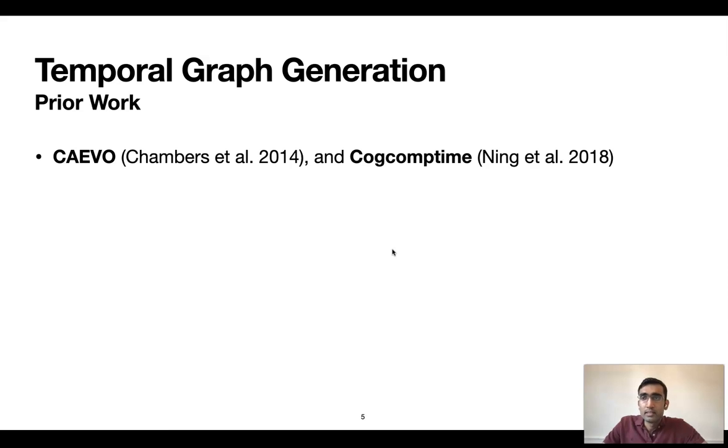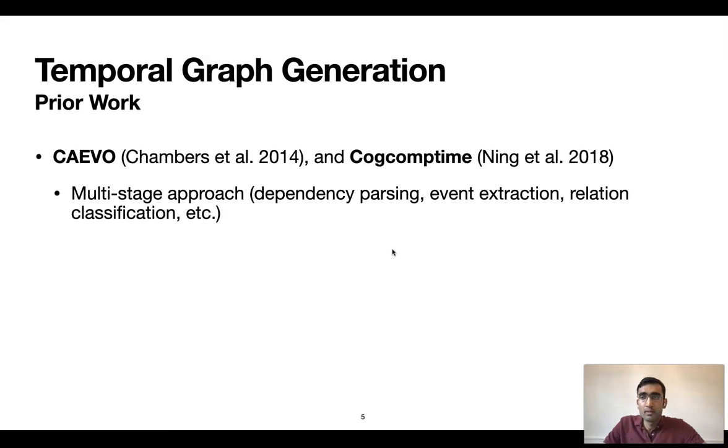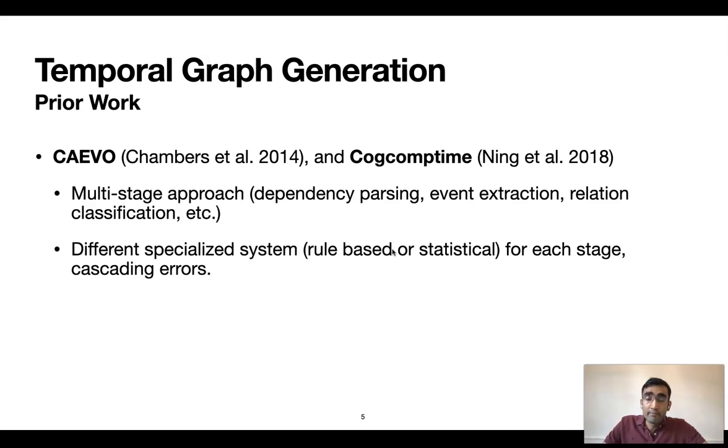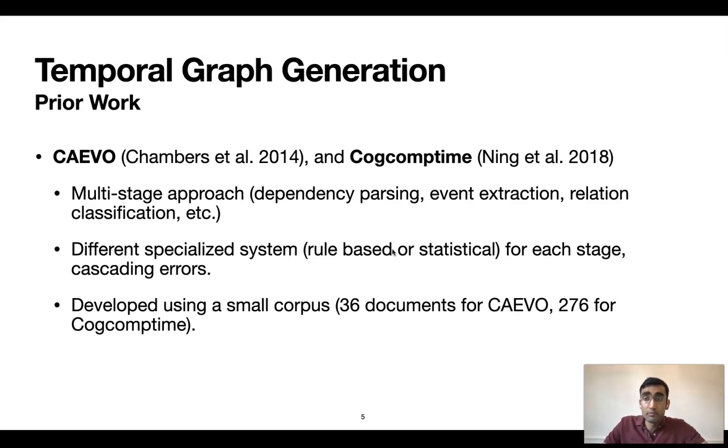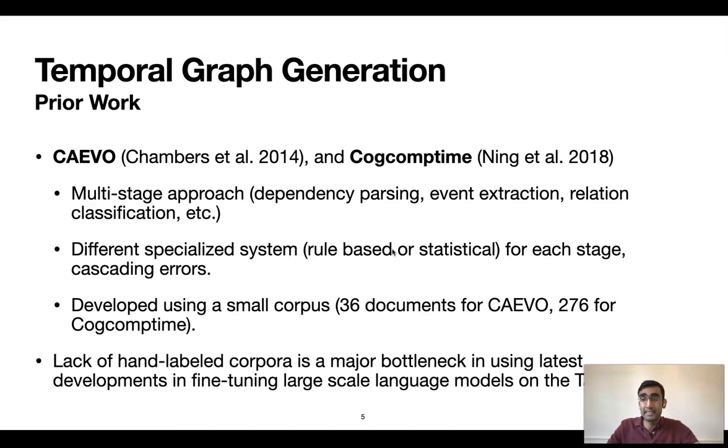The prior work includes two systems, notably Kaibo and Coq-Comp-Time. They both have a multi-stage approach, so they have different components for dependency parsing and so on. Having different specialized systems means that there's a pipeline, so there's always a chance of cascading errors. Further, these systems are developed using a small corpora of documents, so 36 for Kaibo, 276 for CCT. And this lack of hand-labeled corpora is actually a major bottleneck in adapting large-scale language models for these tasks.